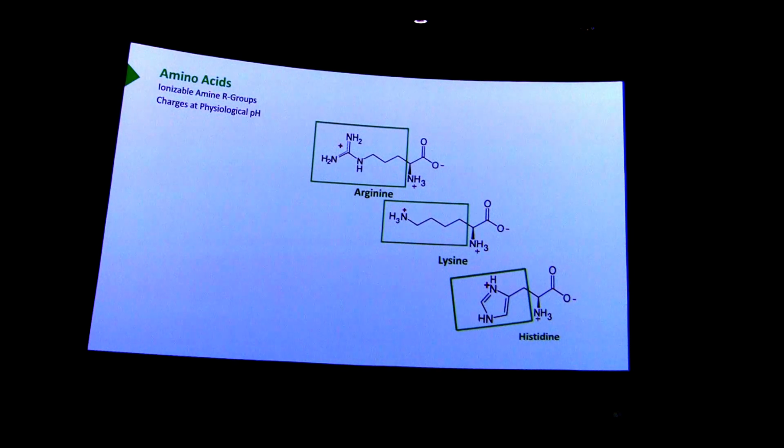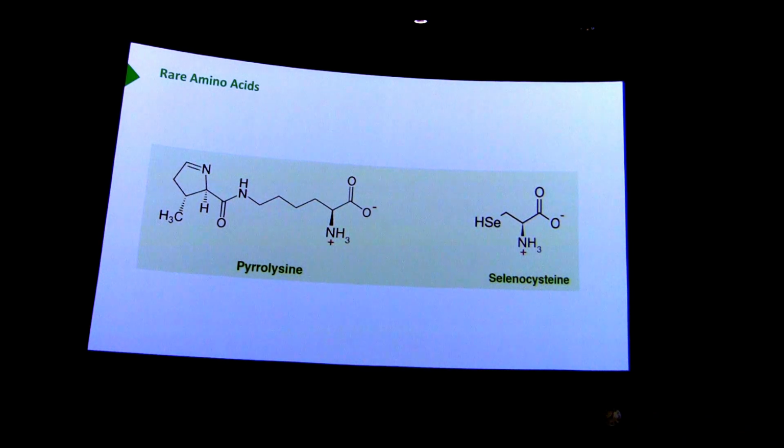And no, I don't care if you memorize those individual ones. If you know it's an amine that gets a plus charge in the R group, you're in good shape. What's the charge of these guys at physiological pH? +1. Yeah.